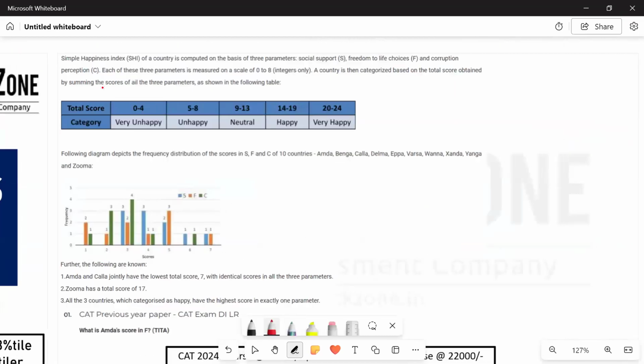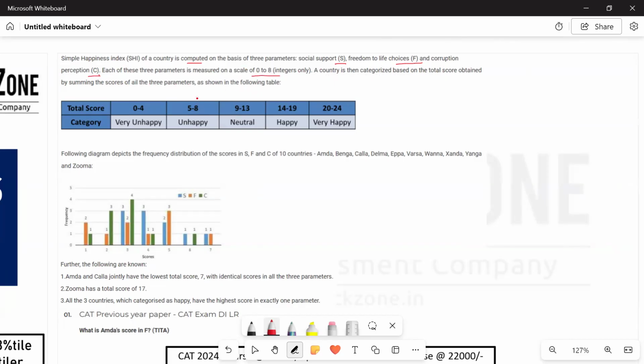So the question says, simple happiness index or SHI of a country is computed on the basis of three parameters: social support S, freedom of life's choices F, and corruption perception C. Each of these three parameters is measured on the scale of 0 to 8 integers only. A country is then categorized based on the total score obtained by summing the scores of all the three parameters, as shown in the following table.